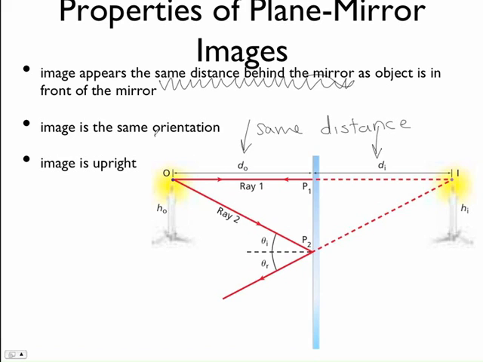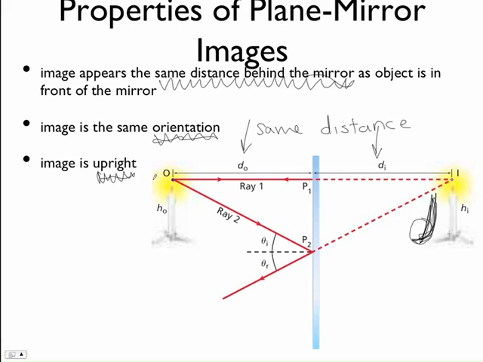The image is the same orientation. That means it's right side up. Again, can you imagine if you were trying to brush your hair in the mirror and the mirror had you upside down, right? So your hair would be like going like this. That would be really annoying. And the image, again, is upright. Okay, so it's the same orientation. It's upright.